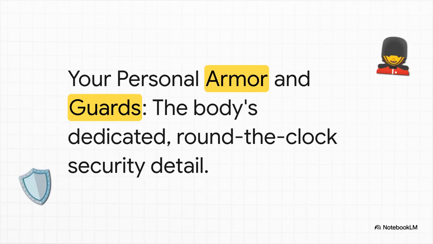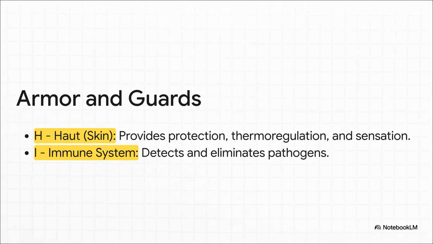So, what about defense? Every fortress needs its guards, right? Well, let's meet H and I, your body's personal 24/7 security detail. First, you've got H for Haut. Yep, German for skin. This is your outer wall, your first line of defense. But what if something gets through? Well, that's where I, the immune system, comes in. Think of it as an incredibly smart internal army, always on patrol, ready to hunt down and neutralize any invaders.